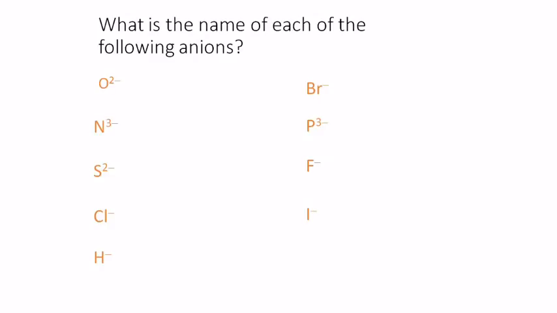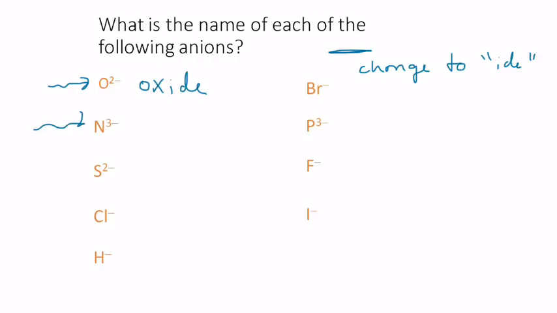So, as I said, basically with these non-metals, you lop off the end, and you change it to IDE. Okay, so I'm going to do a few and then I'm going to turn you loose. Oxygen, instead of oxygen, it's oxide. Nitrogen, instead of nitrogen, it's nitride. Sulfur, instead of sulfur, it's sulfide. Kind of getting the idea.